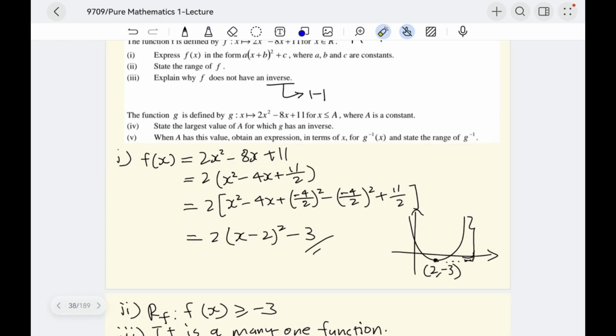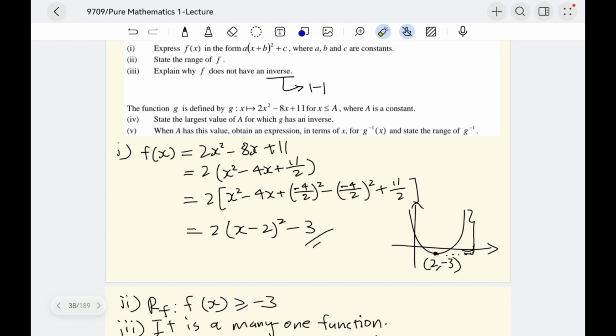The function g is defined by g maps x to 2x squared minus 8x plus 11 for x is at most a, where a is a constant. State the largest value of a for which g has an inverse. Just like what I said just now, what is inverse? Inverse means that when you carry out the horizontal line test, it only intersects the graph at one point. That means you need to sacrifice half of its domain in order for it to have an inverse, following the interval of the domain.